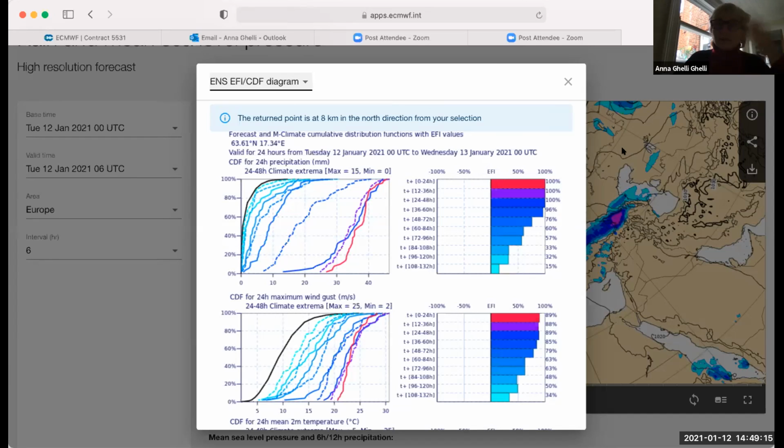So you have, for instance, the extreme weather dashboard, where you have all the products related to extreme weather, to help support extreme weather forecasting. So that's €1,000 a year.